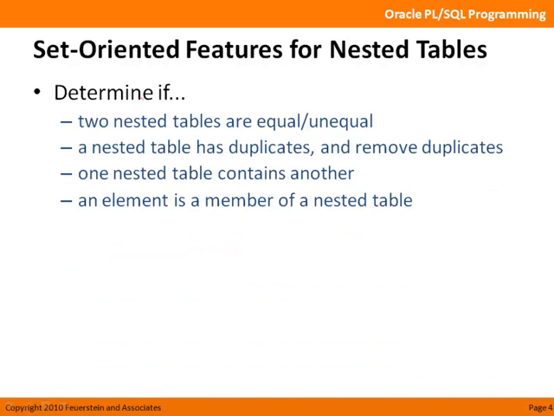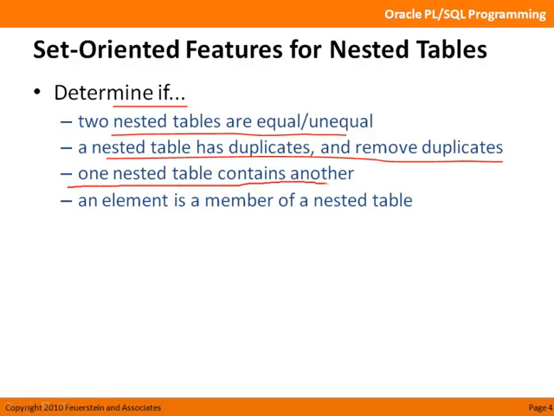First of all, you can use these features to determine if two nested tables are equal or unequal without having to write a program to iterate through them. You can check to see if a nested table has duplicates and remove those duplicates. You can check to see if one nested table contains another as a sub-multiset, and find out if an element is a member of the nested table.